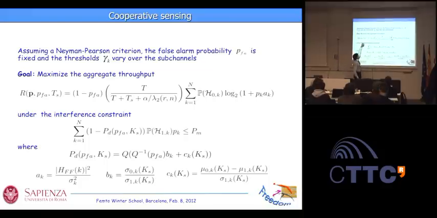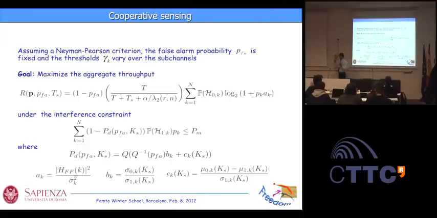Because we want to maximize this function that depends on the transmit power, on coefficients that incorporate channel, noise variance, interference variance, and so on. Everything is in this coefficient. Then this is the a priori probability that nobody is transmitting there. And this is 1 minus false alarm rate.